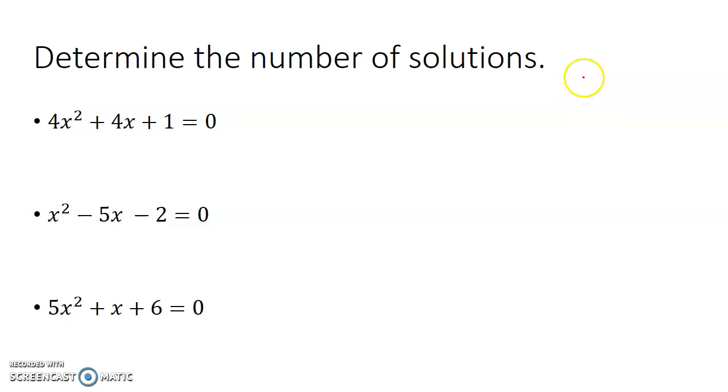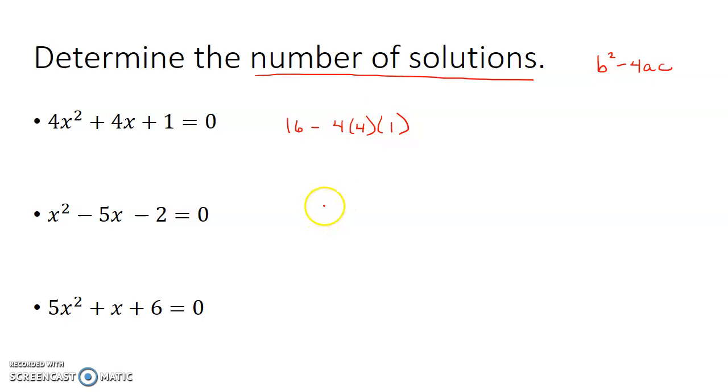Let's determine the number of solutions. If all I have to determine is how many solutions there are, then I'm just going to use the discriminant, b squared minus 4ac. All of these are in standard form, so all I have to do is plug them in. So b squared here will be 16 minus 4 times 1. So I have 16 minus 16, which gives me 0. Under that root, I'm going to have the square root of 0, which is just 0. So there's only one solution.